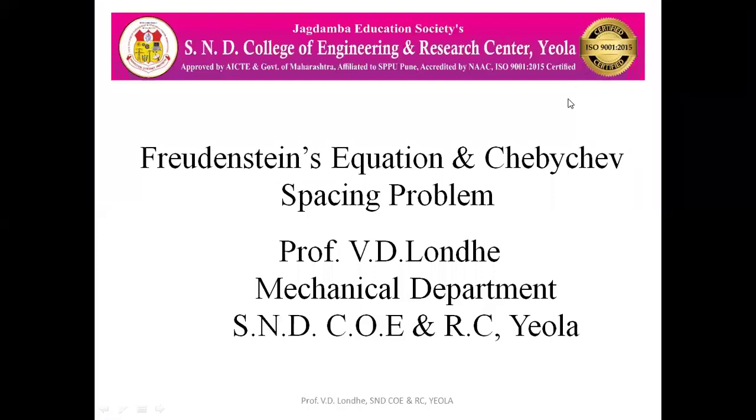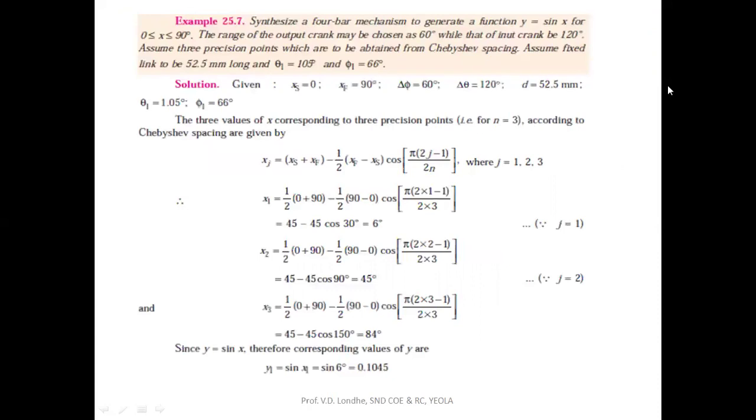Hello everyone. Today we are going to see the Freudenstein equation and Chebychev spacing problems. Here the problem statement is given. We have to synthesize the 4-bar chain mechanism for the given function. The function is y equal to sine of x in the range from 0 to 9 degrees, and the range for the output crank must be chosen as 60 degrees.